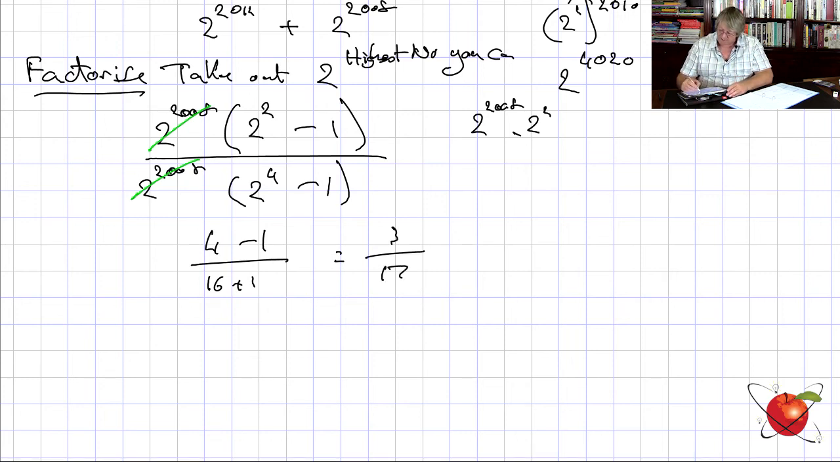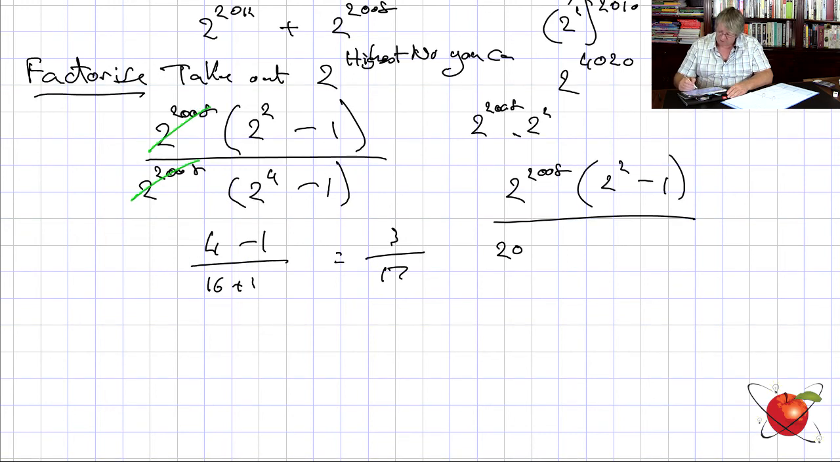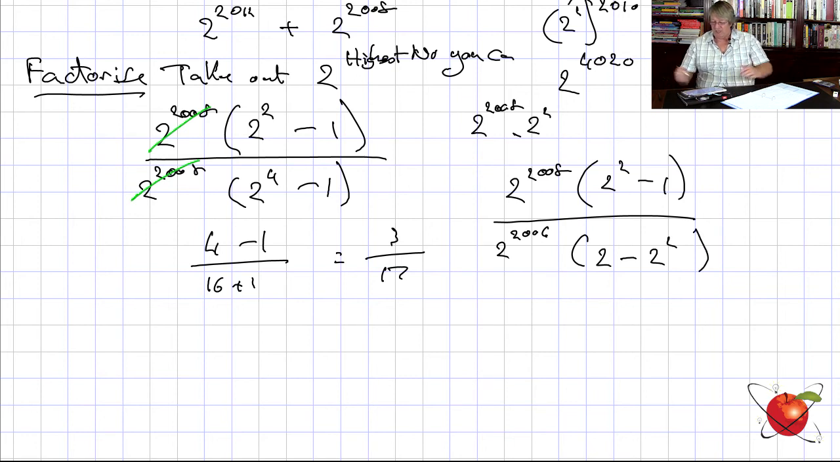So let's say, for example, we had 2 to the power of 2008 on top, 2 squared minus 1, and at the bottom we had, sorry, my bad, 2 to the power of 2006, and there we had, say, 2 minus 2 to the power of 2. I mean, I've changed it from what it was, okay? This is a new one.